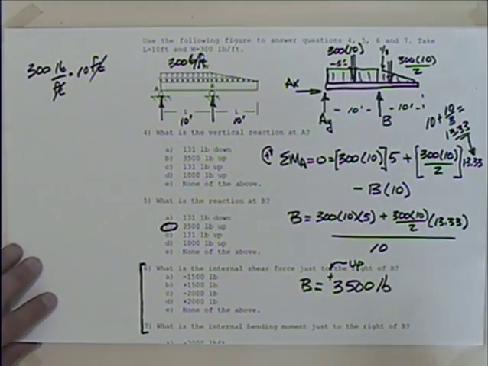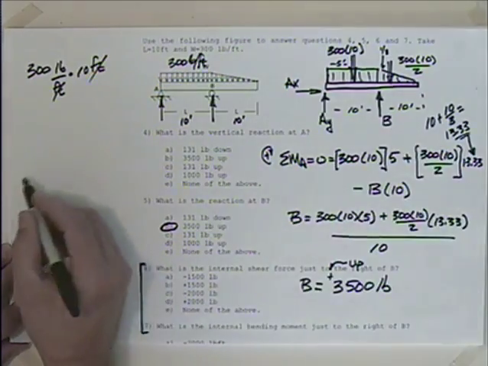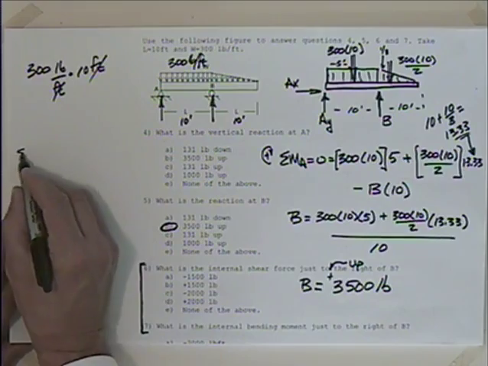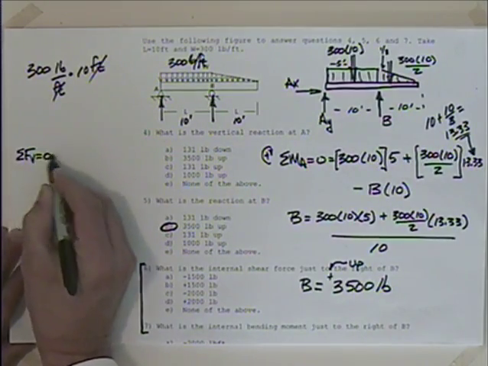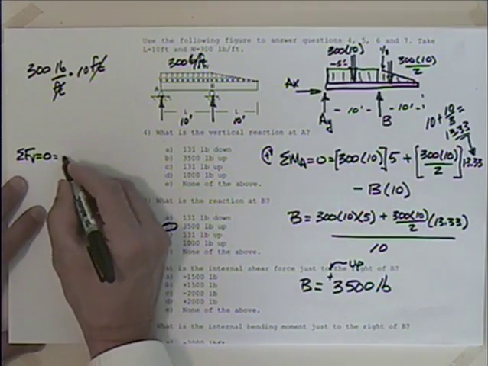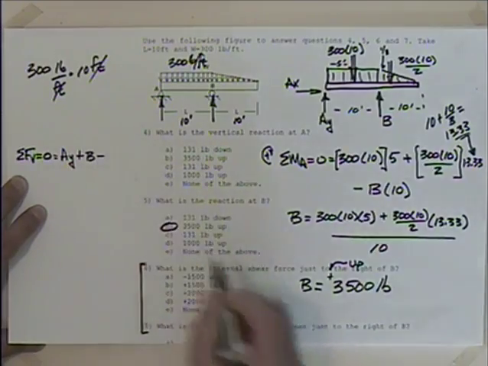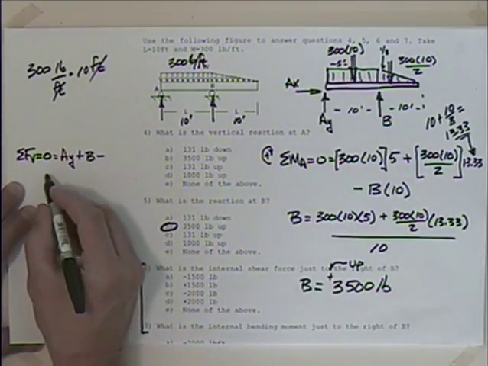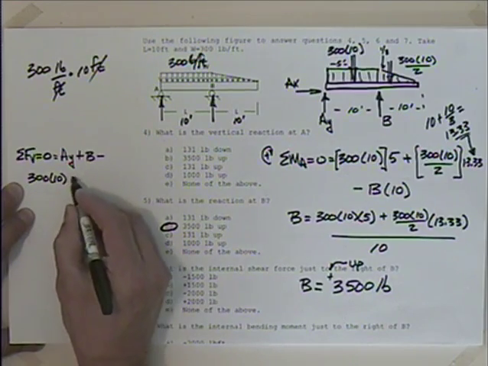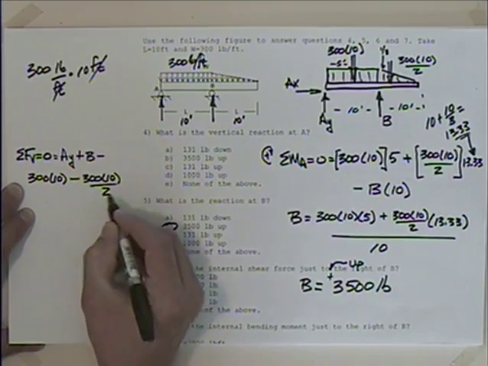Well, we got to come back and do A, don't we? If you want to do A first, then you would have summed the moments about B. I think it's probably easier to sum the moments about A and then sum the forces in the vertical direction, setting those equal to 0. What do we have? AY plus B minus 300 times 10 minus 300 times 10 over 2.